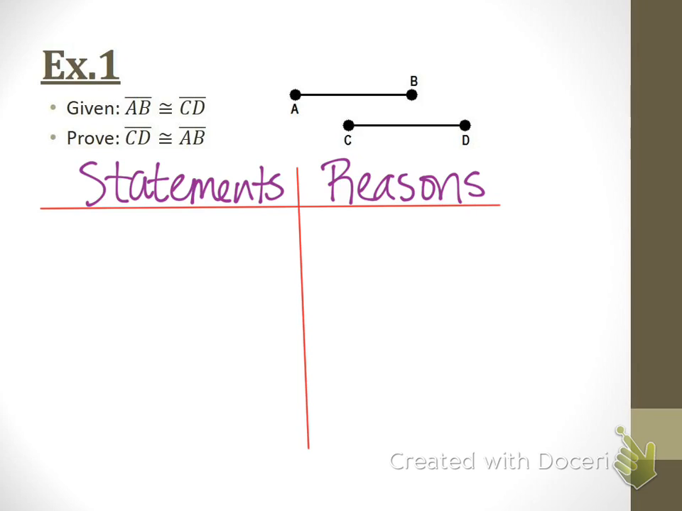The first statement that we should always make should come from where? The given information. So they only gave us one piece of information. What is it? Good. Segment AB is congruent to segment CD. What's our reason for that? It was given. Oop, that should still be a 1. Given.